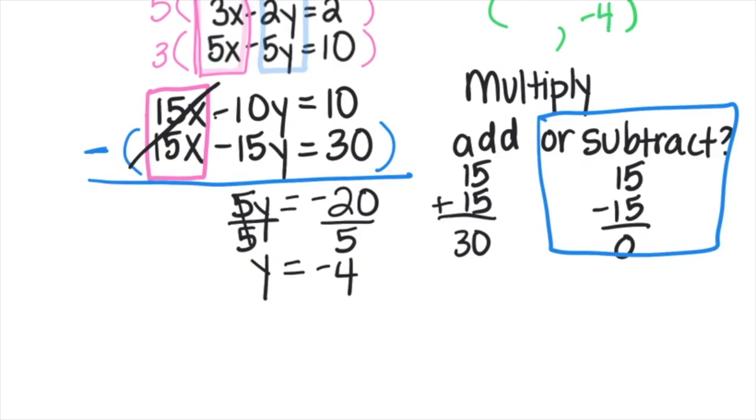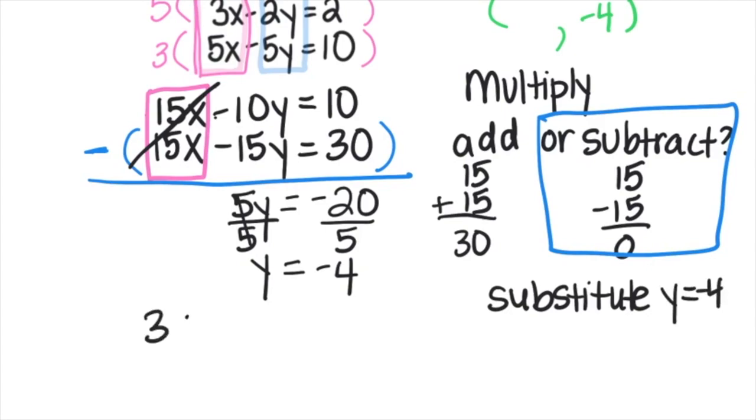All right, and you can pick any of the original equations to plug it back into. Again, it really doesn't matter. And I'm going to pick the first one. So I have 3x, excuse me, that should be minus 2y, but instead of y, I'm going to put a placeholder equals 2. And in that placeholder, I'm going to put in negative 4.